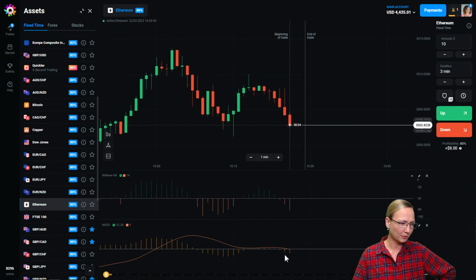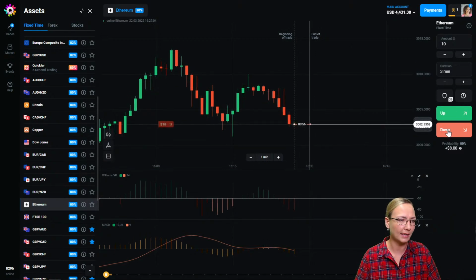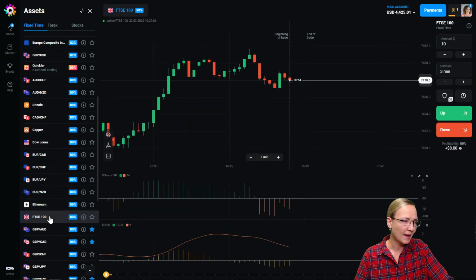So Ethereum is also looking interesting. Both histograms are below. Signal line is kind of iffy. Can you see the histograms are increasing to the downside? I'm going to go ahead and try that.